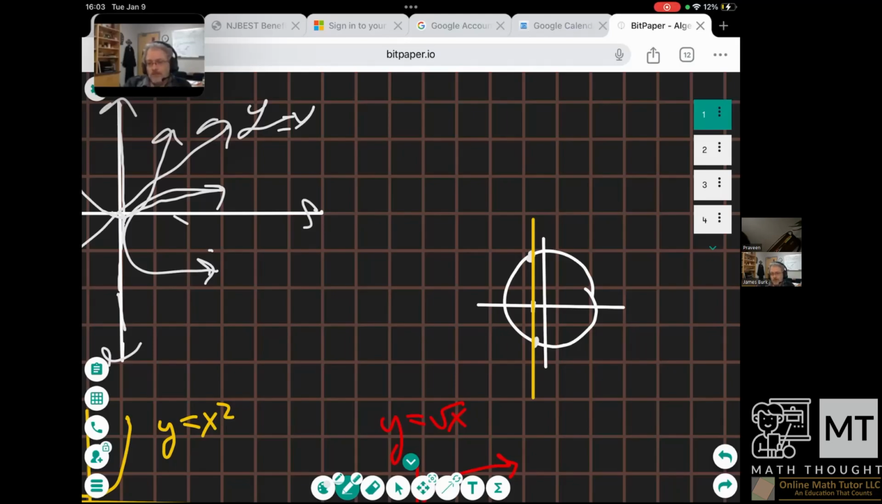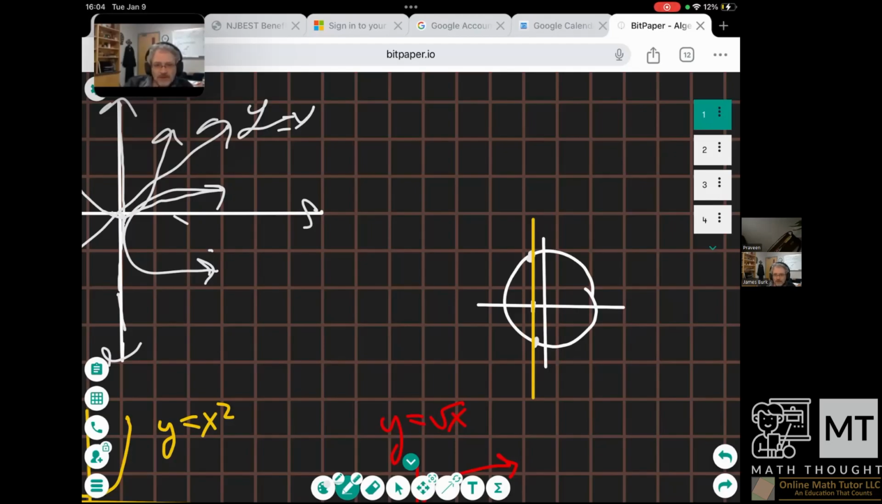Now, what about inverse functions? If I give you the function f of x equals 2x plus 1, and I want to invert it, what does that mean when I say I want to invert something? It's like you want to reverse it back to where you started. So if you want to find the inverse, go back to your original values.